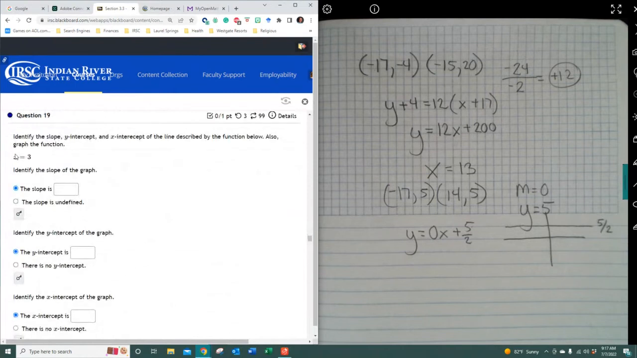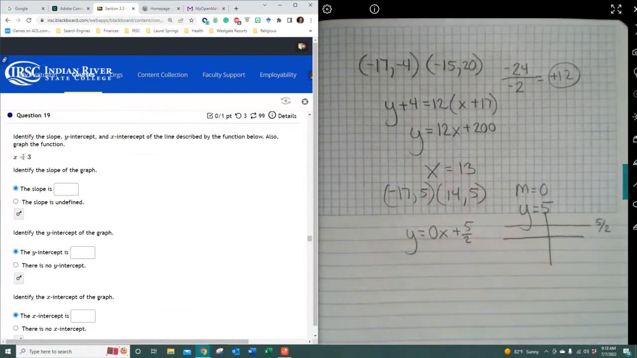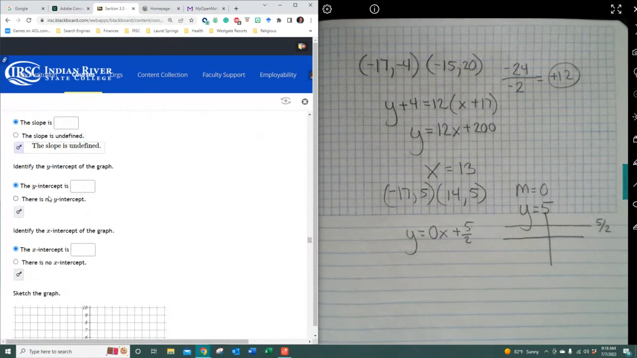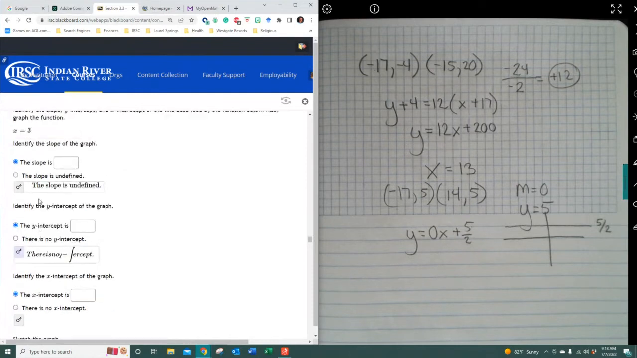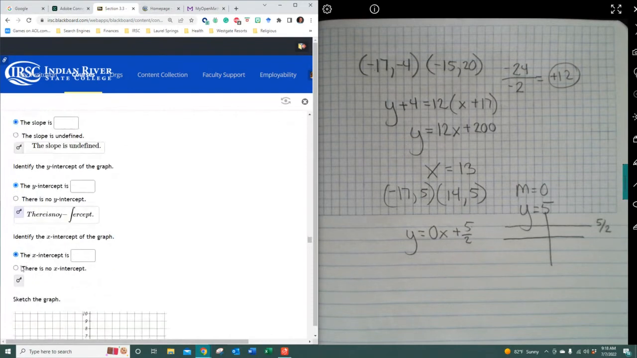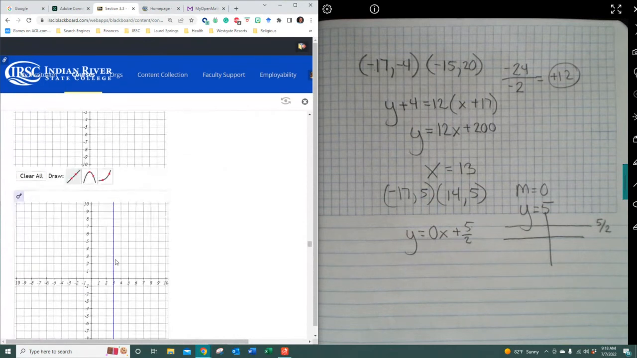All right. Now this is a vertical line. So anytime it's x equals, just like I had here, x equals, it's undefined. And the y-intercept, okay, there's not going to be a y-intercept because it's a vertical line. And the x-intercept is going to be the same value as what's there, 3. All right, and it's going to be a vertical line at that value, at 3.